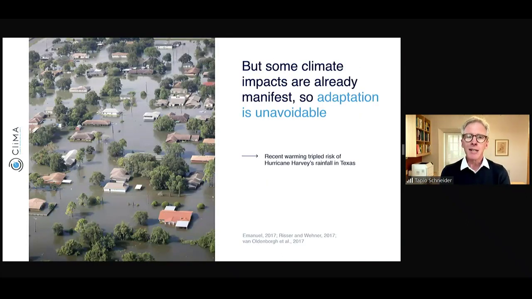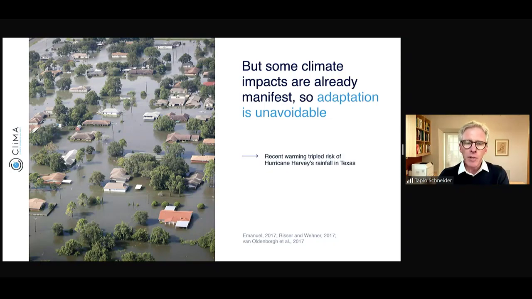In fact, we already see climate impacts right now. For example, the probability of the devastating rainfall associated with Hurricane Harvey has been estimated to have roughly tripled by climate change in the past few decades. So climate change is already affecting risks, in this case of extreme rainfall events. While mitigation remains essential, adaptation is unavoidable.